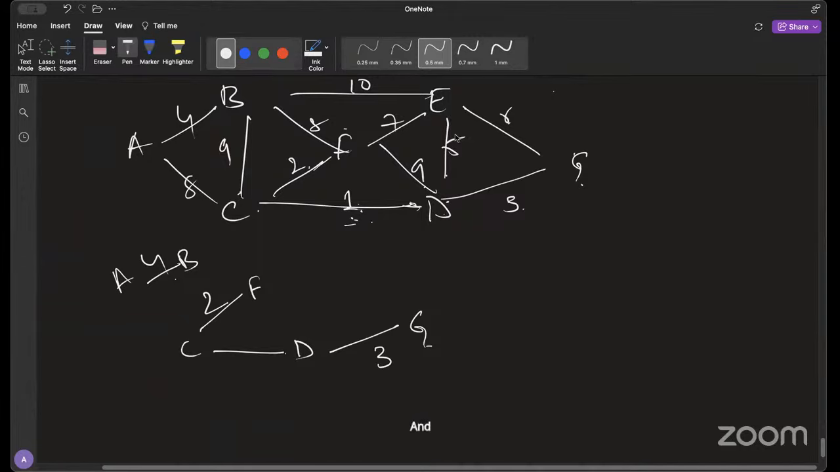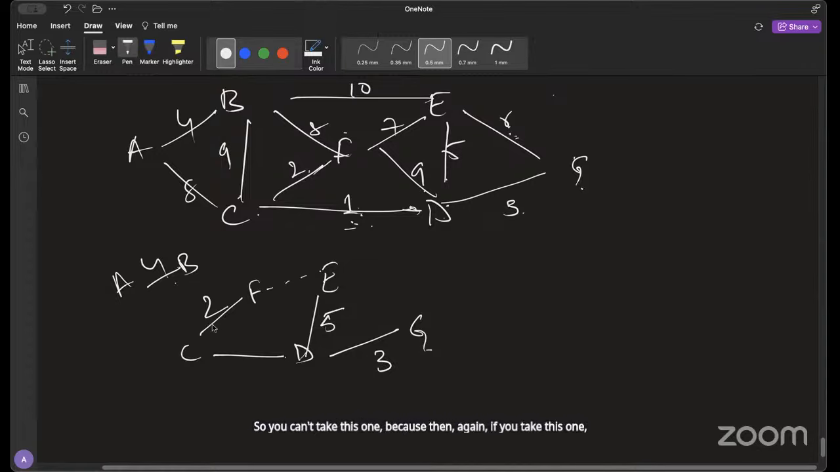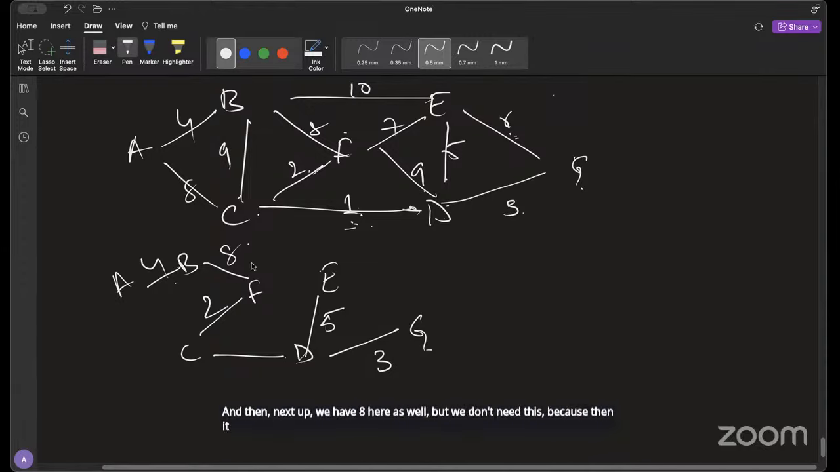And then you can't take this. Okay. Then you take the 5th one here, E, 5. But you can't take the 6th one because then it will be a cycle, so you avoid the 6th one. Then you take the 7th one. 7 is this. You can't take this one because if you take it, you will have a cycle here. So to avoid a cycle, we don't take this edge. Then next up we have 8, so we can take this 8. And then next up we have 8 here as well, but we don't need this because then it will be a cycle.